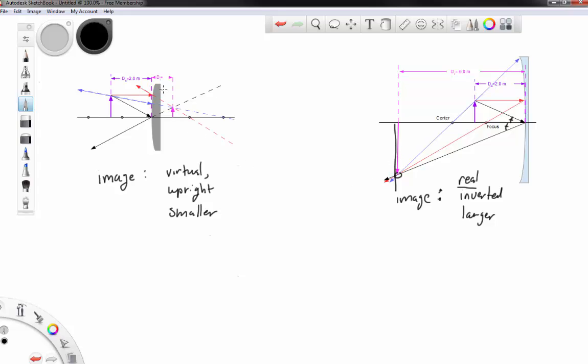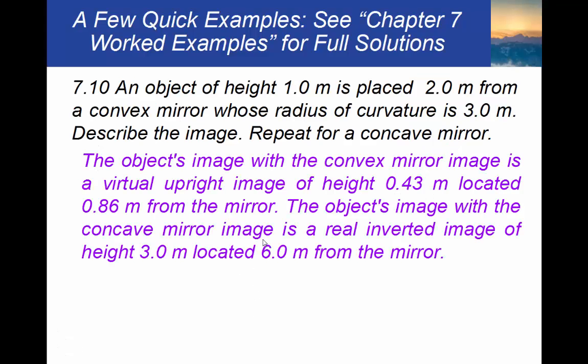Whereas over here, if I actually put a card back here somewhere, there would be no image formed on the card. Even though you see the image, if you're standing here, you can see this image, you don't actually have any real light rays crossing through that point where that image is formed. If you drew it to scale, you could actually measure all of these distances out, and you'd be able to get the actual location from the mirror. You could also again use that equation to do this.